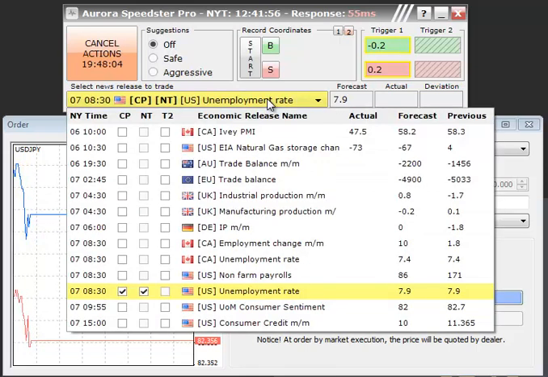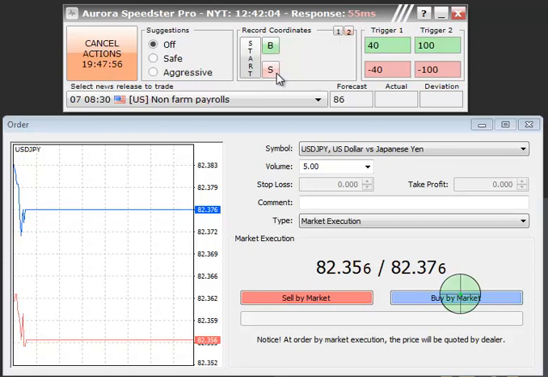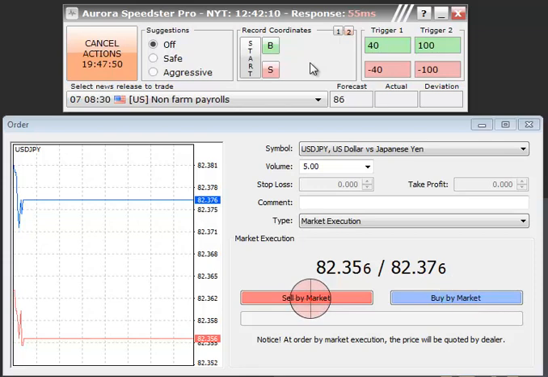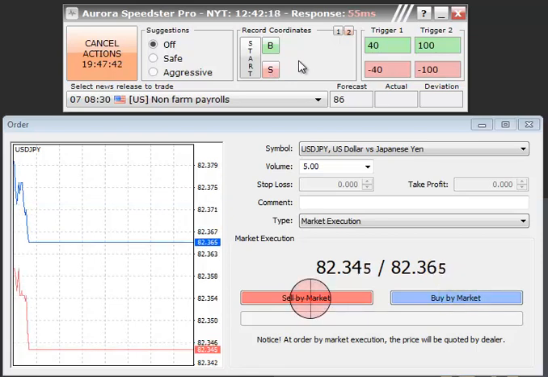So now we must just select the news release that we will be trading, that is non-farm payrolls, and if we click this button B and S, we can check again if we recorded coordinates correctly. These targets show us where AuroraSpeedster will click if there is a positive or negative surprise from expectations, but also with no conflict in the unemployment rate.